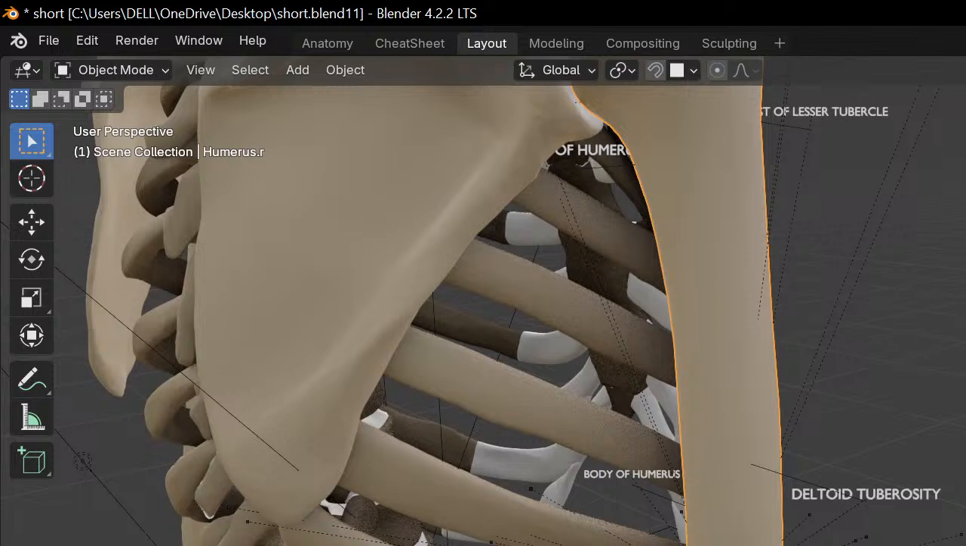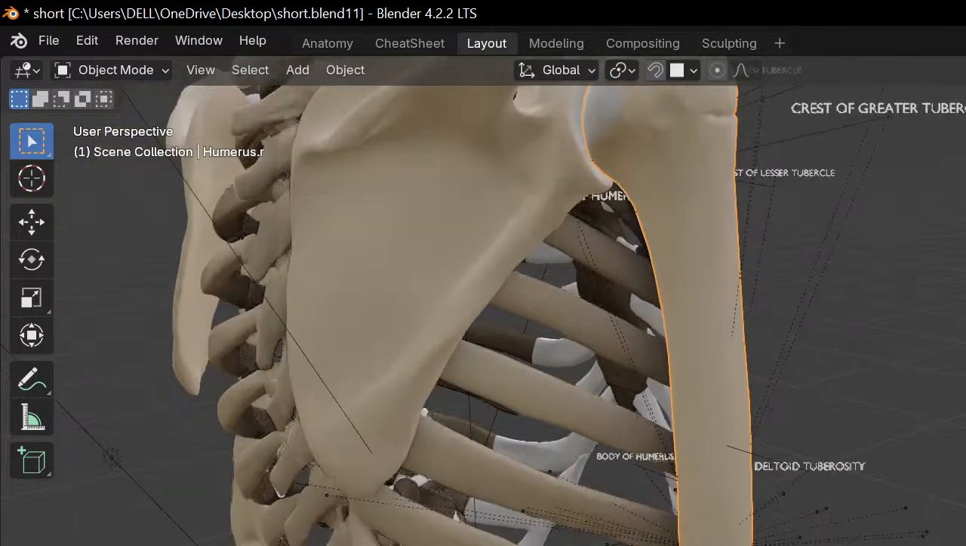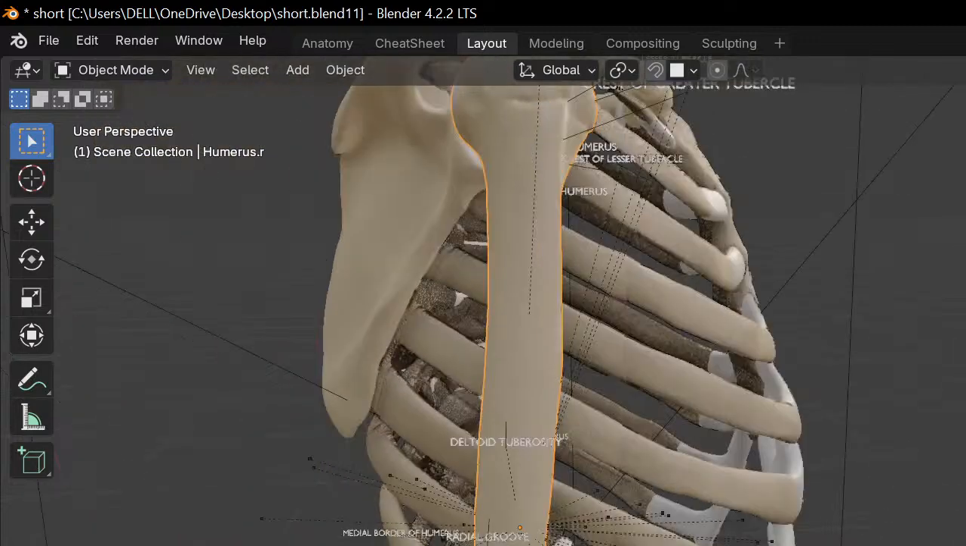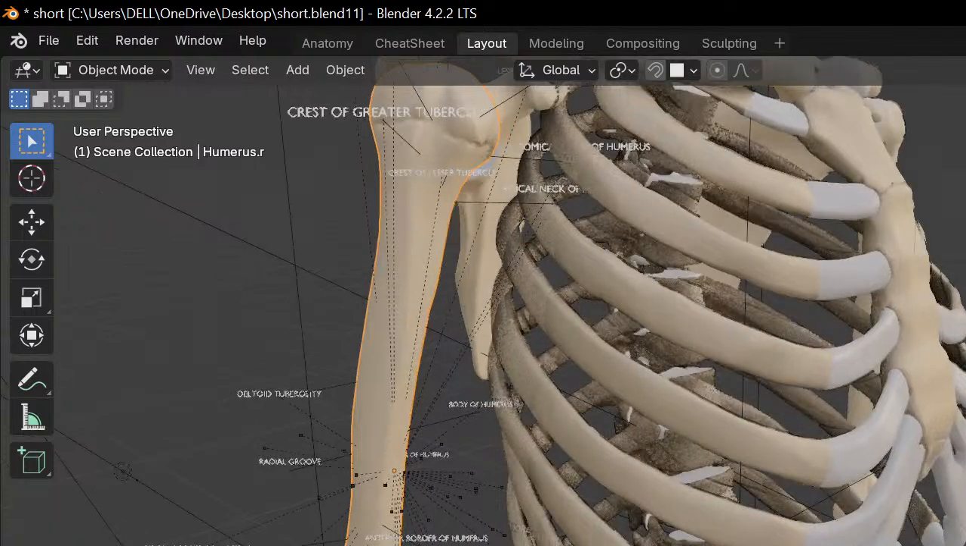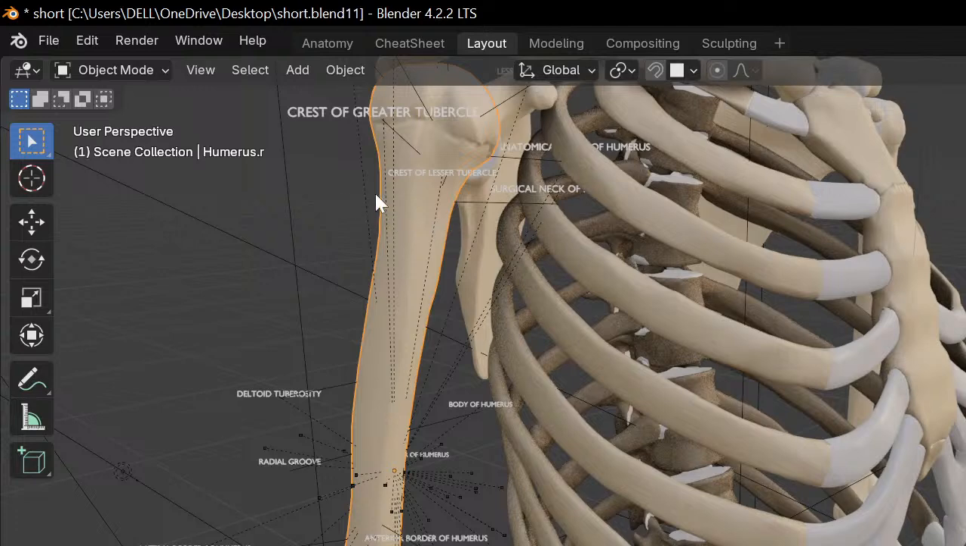If there's a fracture of the shaft of the humerus, it can cause injury to the radial nerve, leading to a condition called wrist drop. We talked about the surgical neck being the most commonly fractured area. If there's a fracture at the neck, there is injury to the axillary nerve. But if there is a fracture of the shaft, there is injury to the radial nerve.